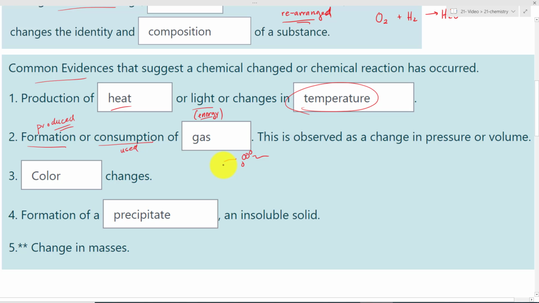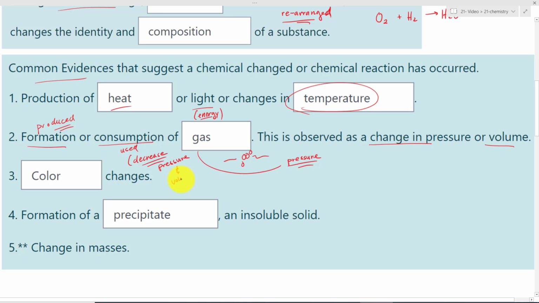And how do you know the gas is being consumed? We can actually look at the pressure. By looking at the changes in pressure or the changes in volume, we can determine that there is gas being produced or gas being consumed. When you consume, you use it up, okay? If you use it up, what do you get? This will have a decrease in pressure and volume.